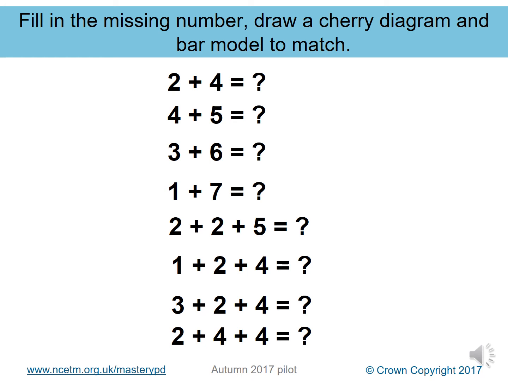None of the answers, I'll give you a clue, go above 10, so you can use your fingers if you need to, or you can draw your toadstools with your spots and get your Lego out, your toys. It's however works for you. All right, but a lot of you will be able to do it in your head because you know your bonds. So write the number sentence, draw the cherry diagram and the bar model to match.